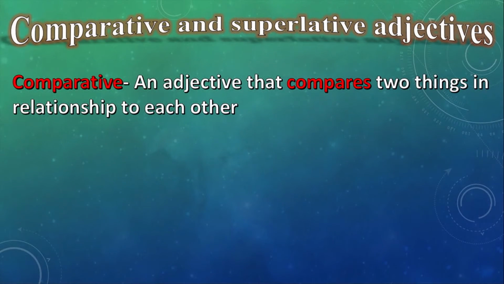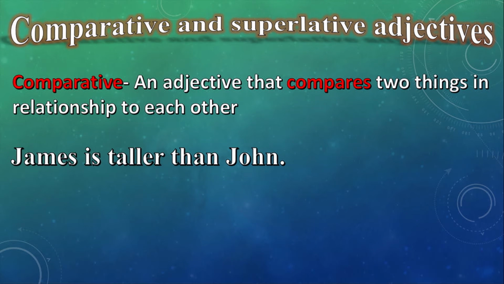So now we are moving on to our second major objective, which is comparative and superlative adjectives. Comparative adjectives compare two things in relationship to each other. Good? We have an example here: James is taller than John. As I said, adjectives usually describe nouns. So we have two main nouns here, James and John. The word taller is an adjective, and specifically a comparative adjective.